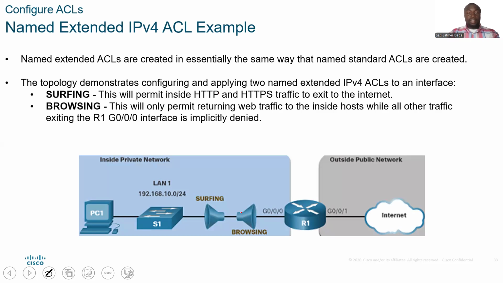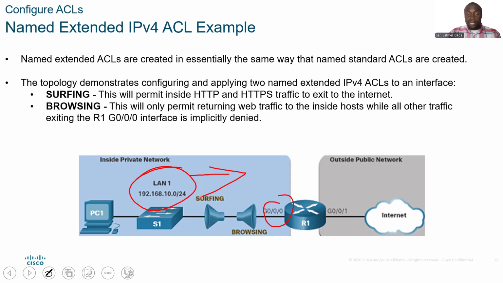Named extended access lists are created in essentially the same way that numbered access lists are created. The topology demonstrates configuring and applying two named extended access lists to an interface. This is the interface that they are applied to. So for surfing, this will permit inside HTTP traffic to exit to the internet. That is all the traffic on this network. As they are going out, they are permitted, okay? And then browsing, this will permit only returning web traffic to the inside host, while the other traffic exiting the router interface is implicitly denied.